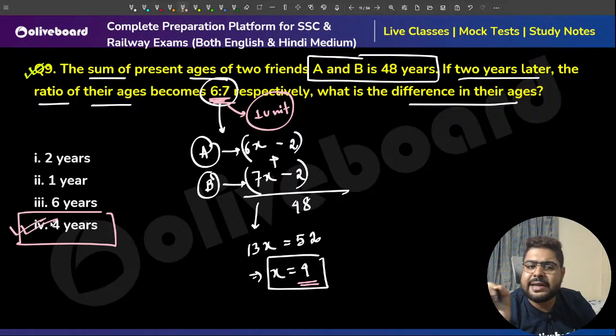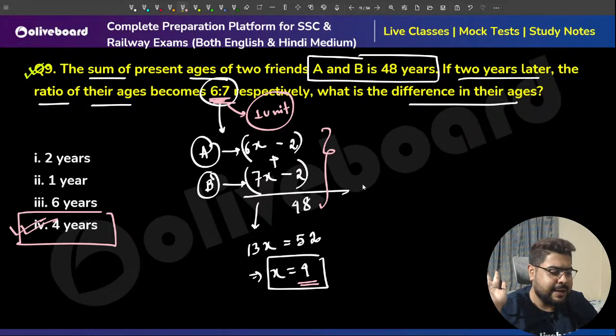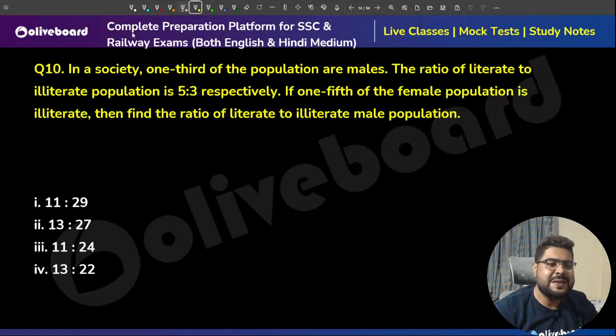You don't need to calculate the percentage of A, the percentage of B, and then do the subtraction. No need of that. Absolutely no need. I hope this is absolutely clear. Moving on, sir.